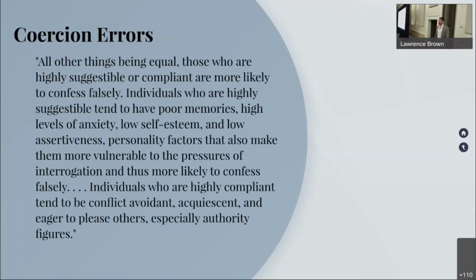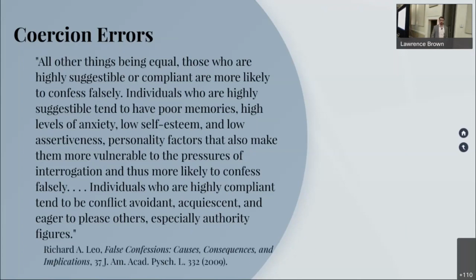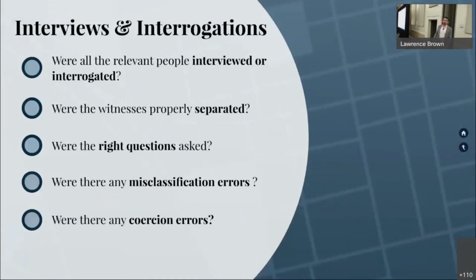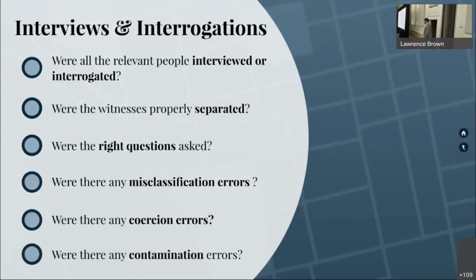So there are personality traits, not just the obvious ones of age and mental infirmity. There are personality traits that can increase someone's susceptibility to coercion errors, both individual and aggregate coercion errors. There's that citation as well. I think we're good on timing. All right, so misclassification errors, coercion errors, and finally, contamination errors.